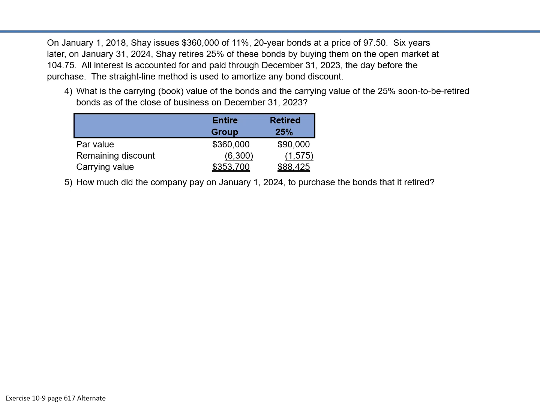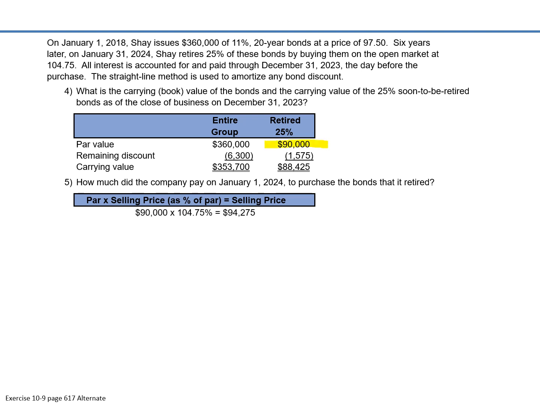All right, so the bonds that they retired, they said they bought on the open market for 104.75. So we have the 90,000 of what we want to retire times the 104.75 that they tell us up here in the problem. That means we bought them back for 94,275. What's the gain or loss recorded from retirement of the bonds?